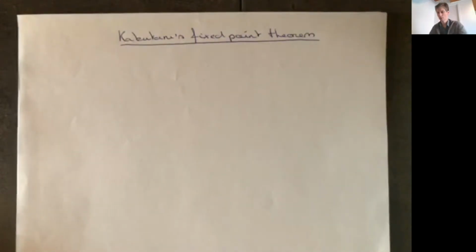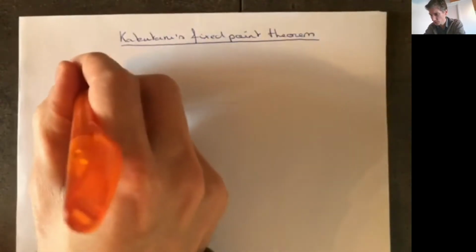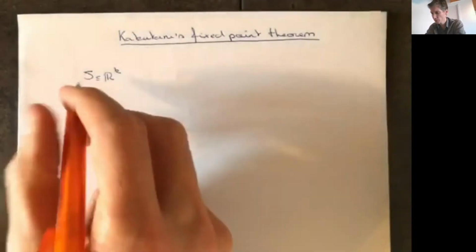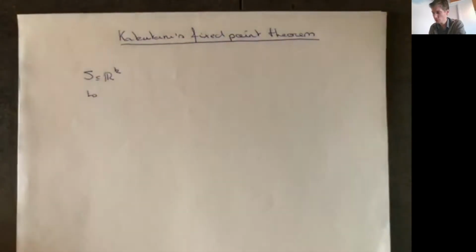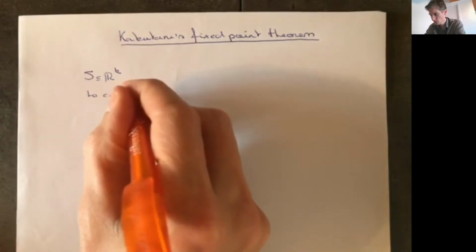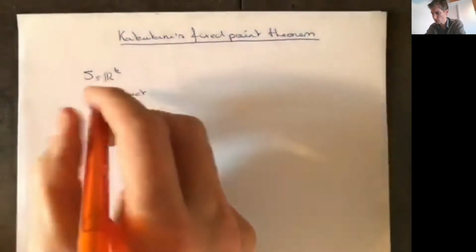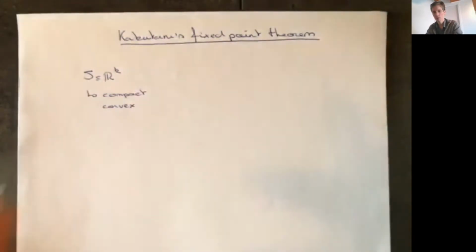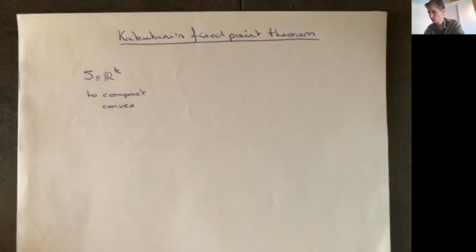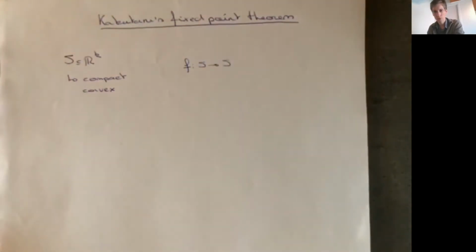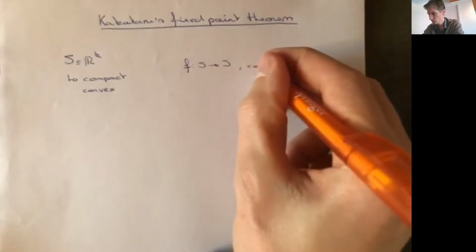So if we start from a set S, which is a subset of R^k, and similar to Brouwer's fixed point theorem, we will assume that S is compact, right? So it's closed and bounded, and it's convex. Which means that if I take any two elements in S, then the convex combination of these two elements is also in S. So remember, for Brouwer's fixed point theorem, you had a function f from S to S, continuous.